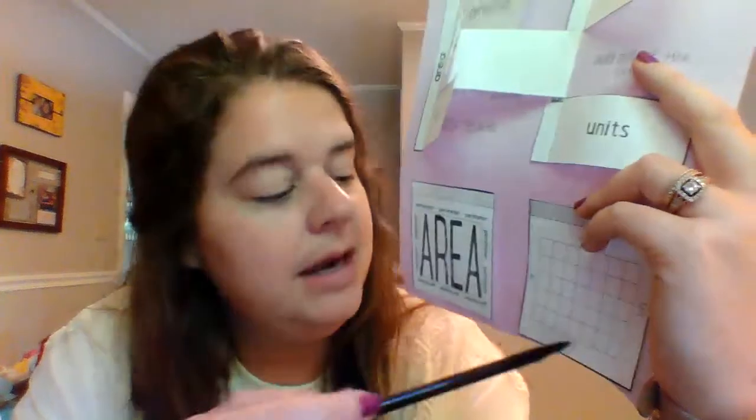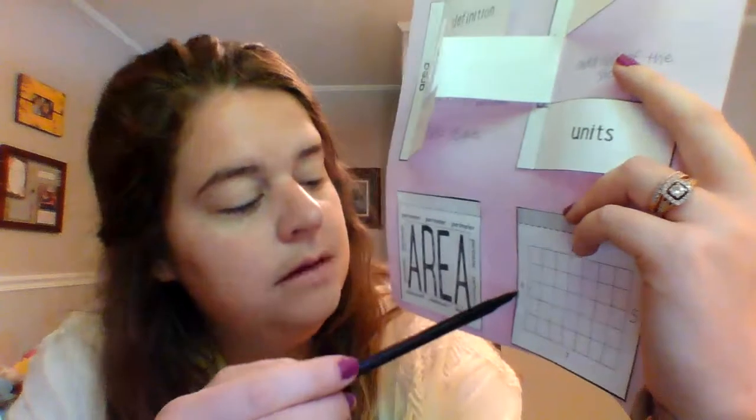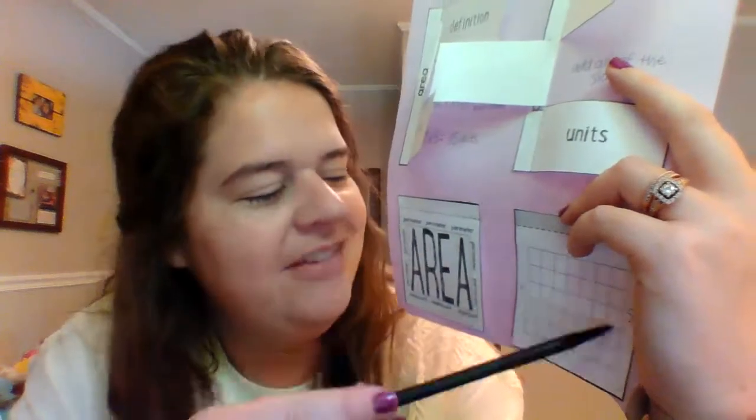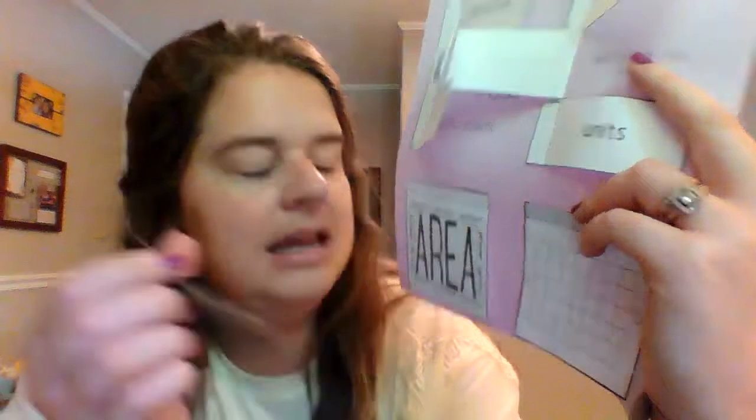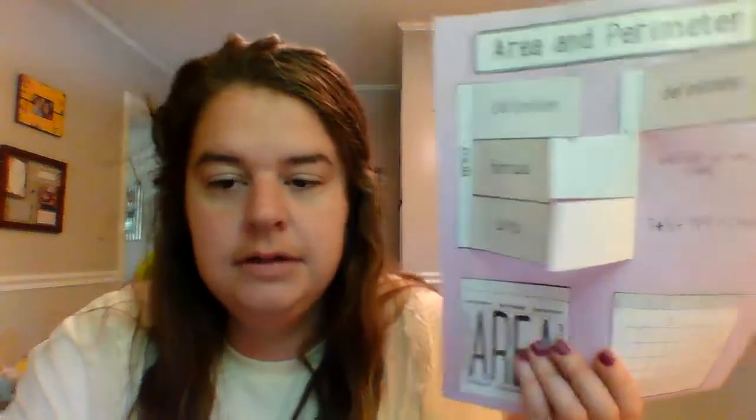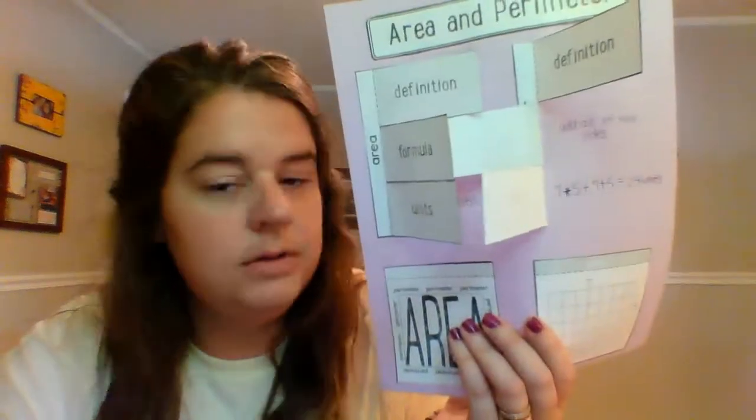So I didn't count mine. I just moved the 7 up, and I moved the 5 over there. So now I need to add all these together. So my formula is going to be 7 plus 5 plus 7 plus 5. Okay, and the answer to that is going to be 24 units. 7 plus 5 is 12. 7 plus 5 again is 12. 12 plus 12 is 24.